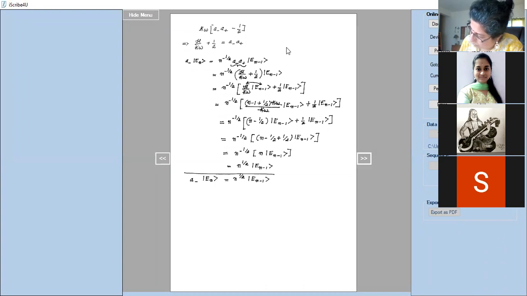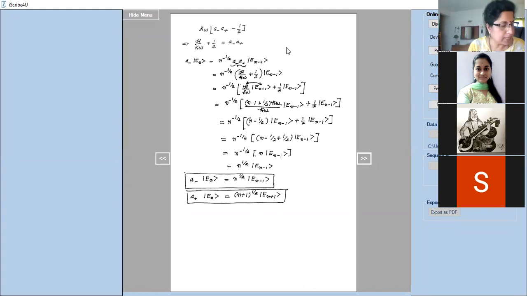Again, very, very important to remember. So just let me put it up again. A plus acting on En gives you what? N plus 1 to the power of half En plus 1. So these two, please, please remember them. It will help you a lot. This other one, of course, I had derived earlier. This I just derived now. This we had just done earlier.